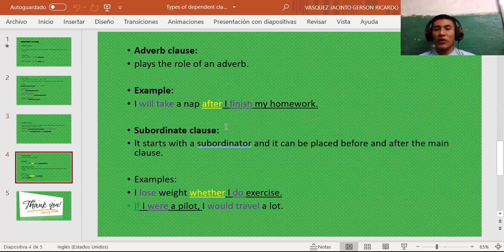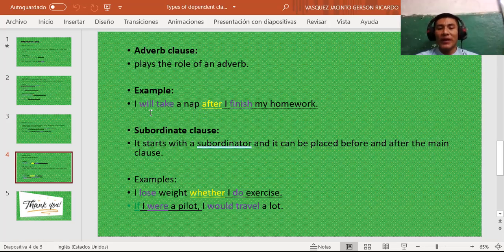We have adverb clauses. As we know, the adverb clause plays the role of an adverb, so we can use one type of adverb in order to make an adverb clause. So let's take our examples. I will take a nap after I finish my homework.